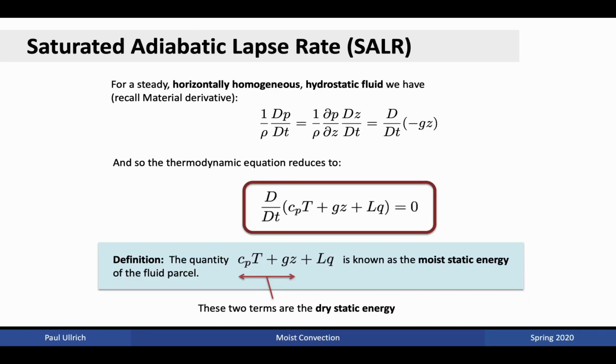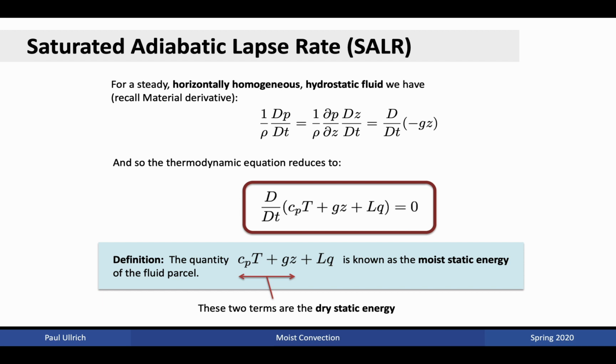For a steady, horizontally homogeneous and hydrostatic fluid, that is one where the hydrostatic balance law holds, we can show via chain rule that 1 over density times dp/dt can be written as the material derivative of negative gz. That is, it's proportional to the vertical velocity of the fluid parcel.